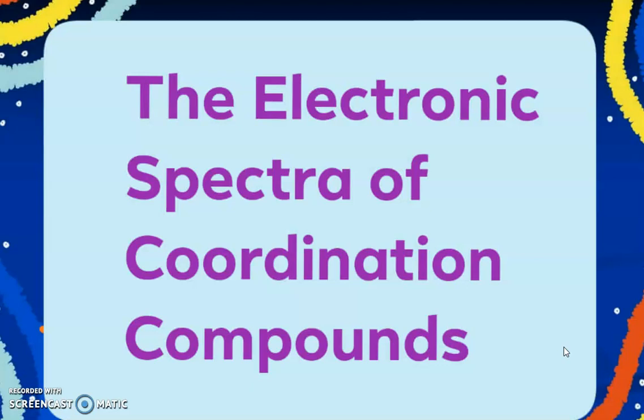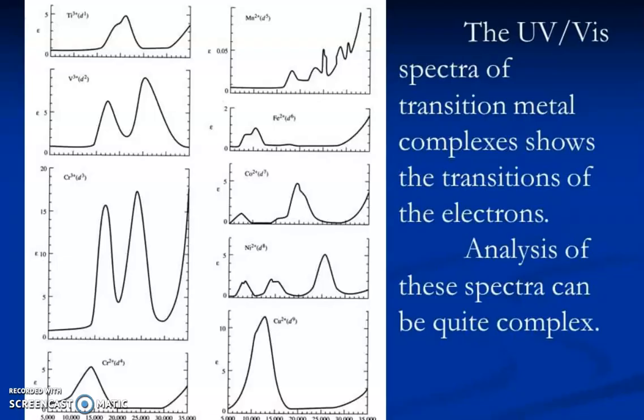Today in this video, I am going to talk about electronic spectra of coordination compounds. So, what is UV visible spectra? You can see here, this type of graph comes from UV visible. What is UV and what is visible? Ultraviolet and visible spectra of transition metal complexes show the transitions of the electrons.